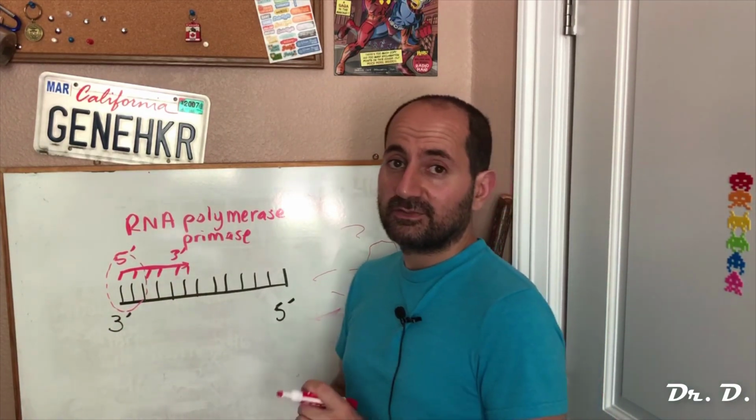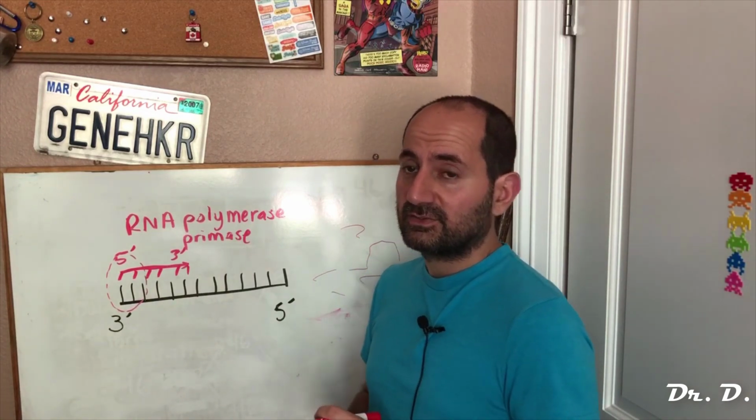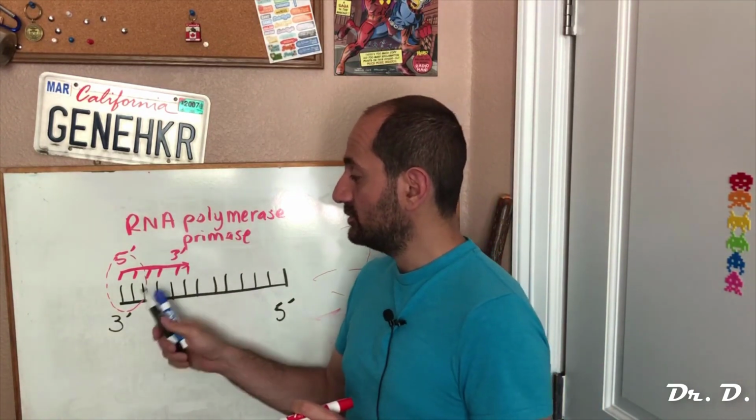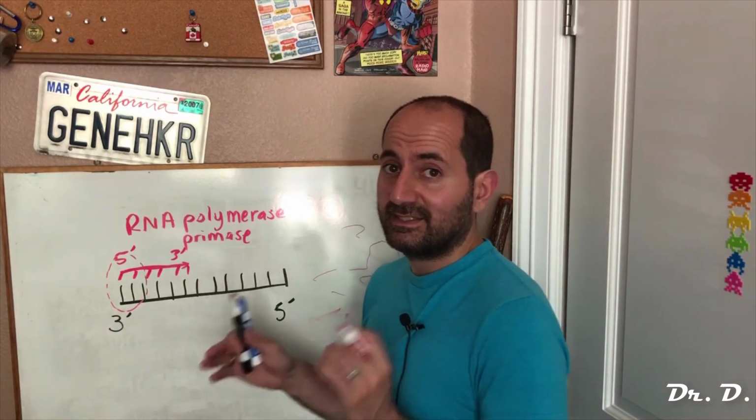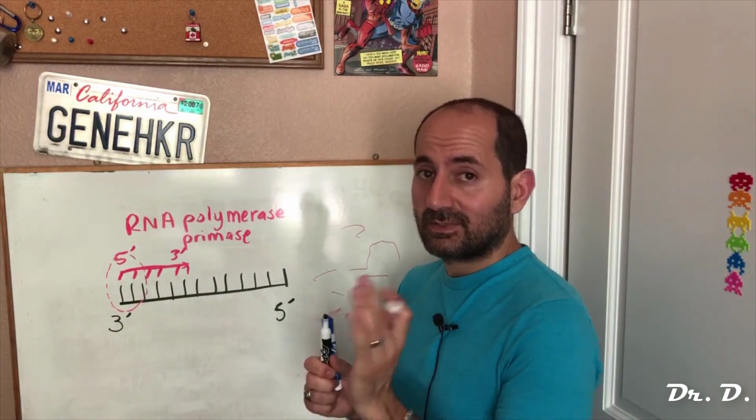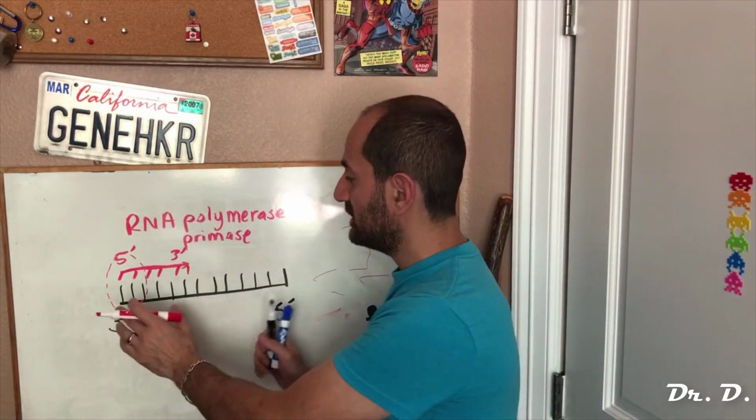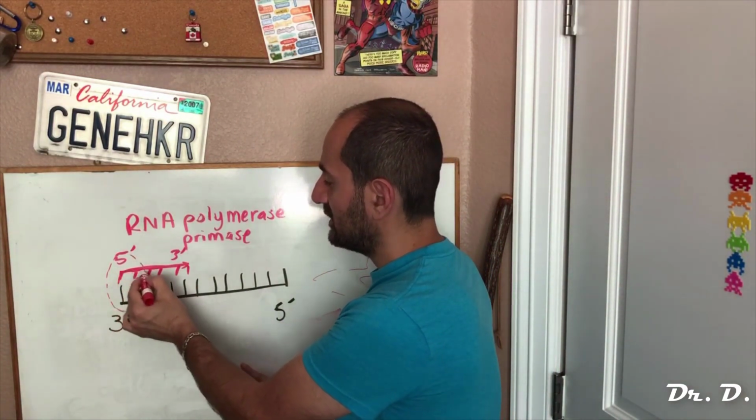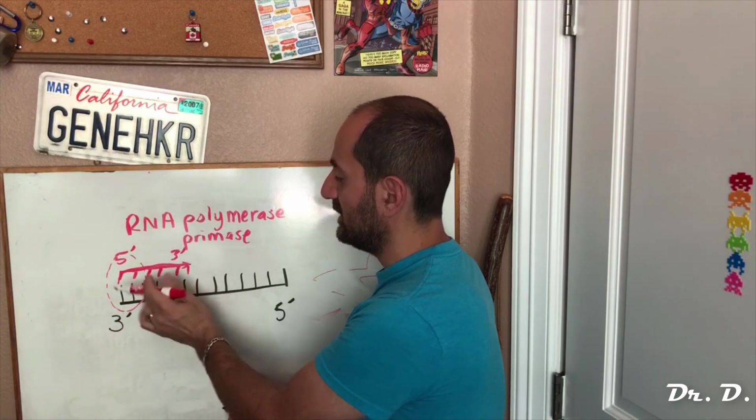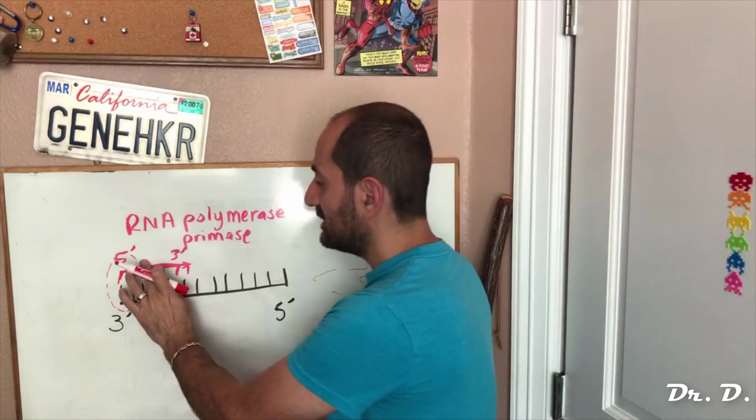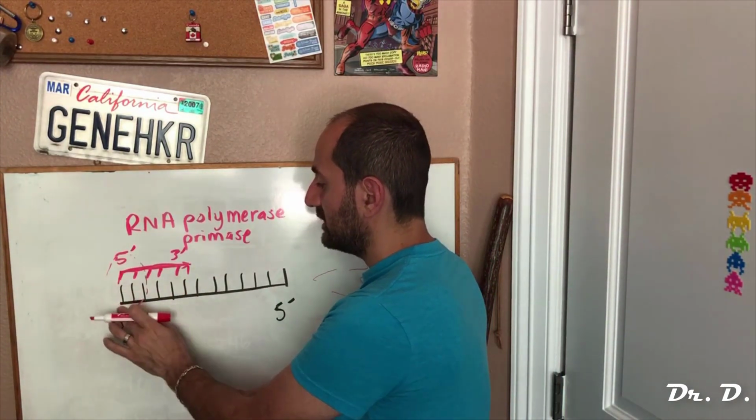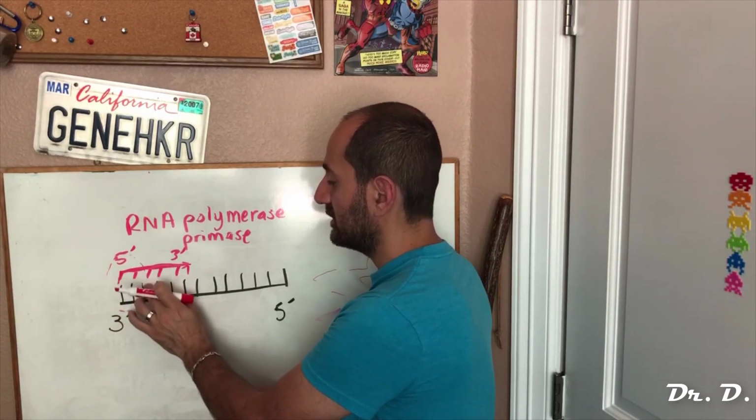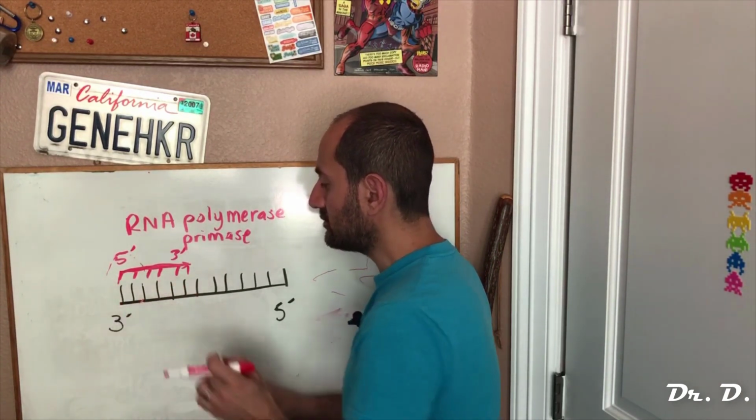Why is this? Because DNA polymerase 3 is not able to start a new strand from scratch. DNA polymerase 3 needs something to build off of. So what does RNA polymerase do? RNA polymerase attaches to the DNA and copies the DNA into RNA, a short stretch of RNA, and then the RNA polymerase goes away.